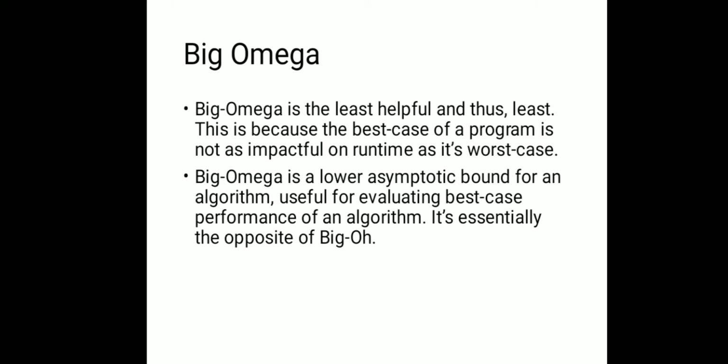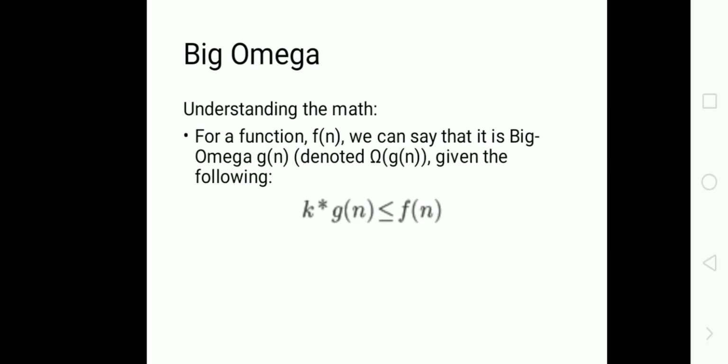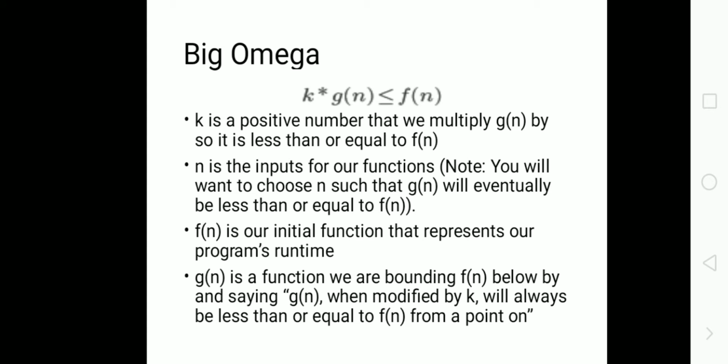Big Omega is a sort of order notation used to compare two growth functions, runtimes or growth rates. The function is used to describe the performance or complexity of an algorithm. Understanding the math, for a function f of n, we can say that it is big omega g of n, denoted lower bound g of n, given the following: k multiplied by g of n is less than or equal to f of n. K is a positive number that we multiply g of n by, so it is less than or equal to f of n.